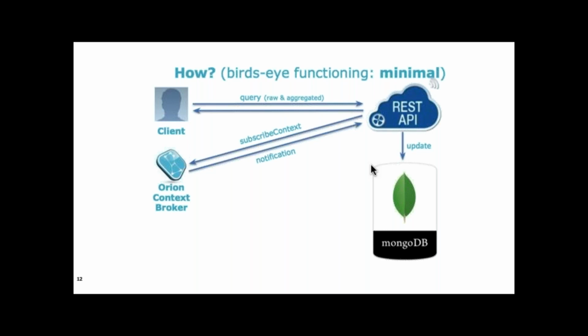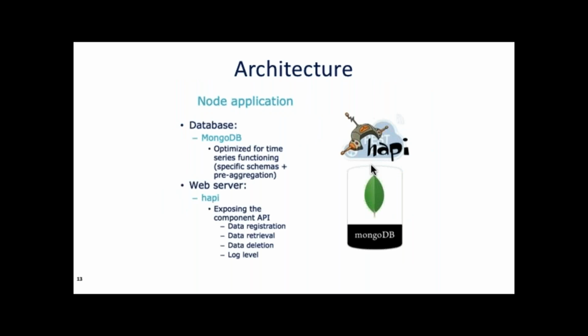Take into account that from this moment, you don't need to query the context broker. You just query the STH-Comet. This perhaps simplifies your architecture depending on the problem that you have. We can talk about this later in the questions time.